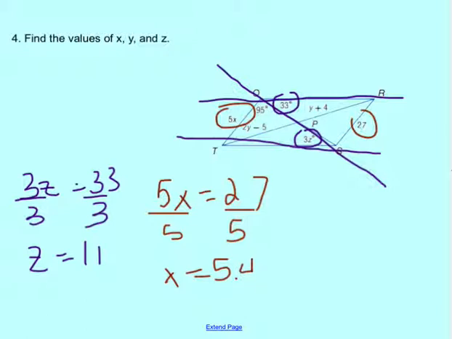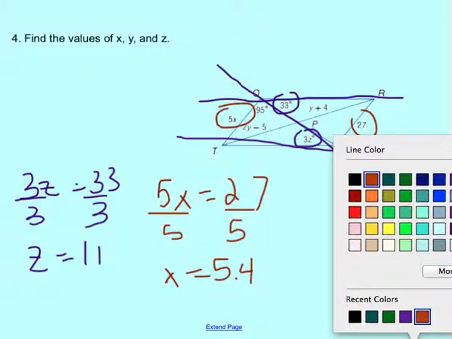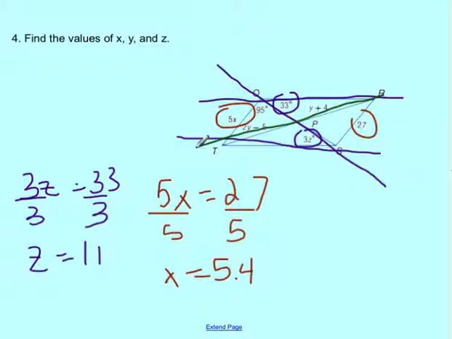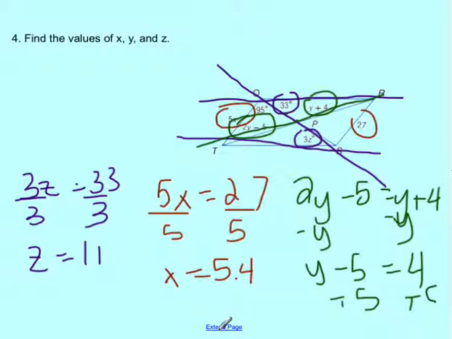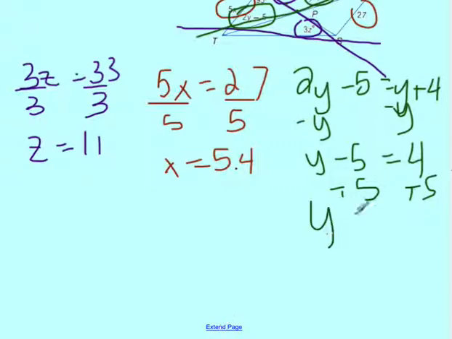Last but not least, taking a look at y. So we want to figure out y. Well, if it's truly a parallelogram, this diagonal needs to bisect that diagonal. So this needs to be equal to that. So 2y minus 5 is equal to y plus 4. So I'm going to subtract y from both sides, and I get y minus 5 is equal to 4. So then I'm going to go ahead and add 5 to both sides. And when I do that, I'm left with y is equal to 9. So y is equal to 9.